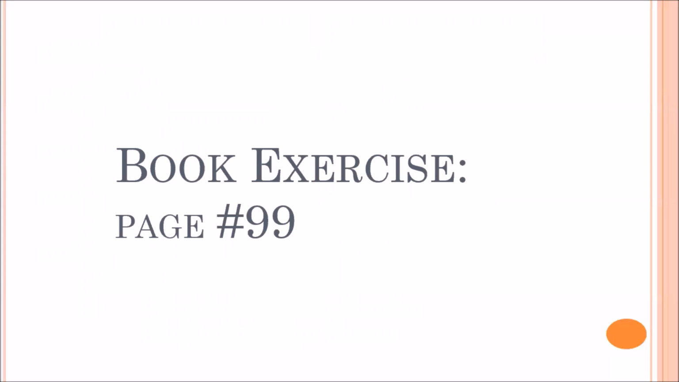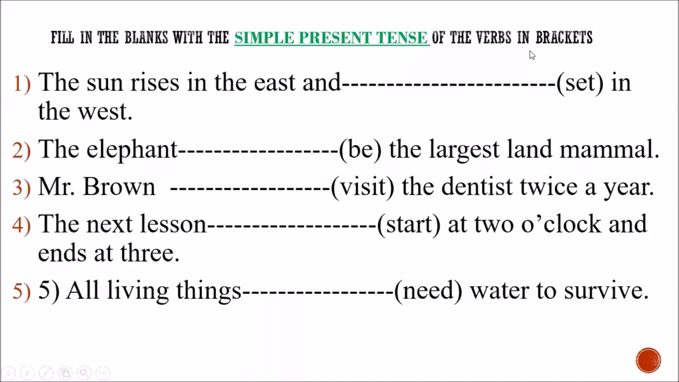You are clear so far about the use of simple present tense and where to add S or ES in its spellings? Okay, that's very good. Here's your exercise. Fill in the blanks with the simple present tense of the verbs in brackets. I hope you have your books in front of you. All right. The sun rises in the east and dash in the west. Now the verbs are already provided. So the task that is left for us is to find if the sentence has a single subject or plural subject.